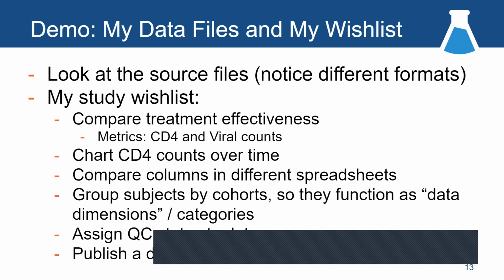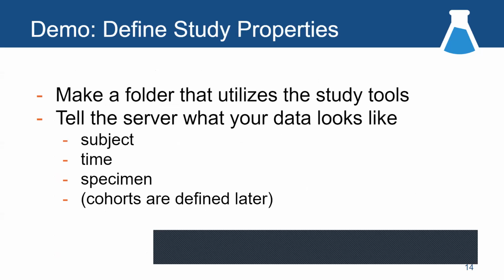I also want to be able to group my subjects by cohorts, and those cohorts are going to be the treatments. I also want to assign QC states to that data. If data is suspect or if a vial has been contaminated or something like that, I want to be able to mark that data as suspect. And then ultimately, I want to publish this data online, just like ITN and Open Research Portal, but I want to do it in a de-identified fashion. I don't want to give people's full names out on the web, obviously. So that's what I want to do with this data, and let's do it right now.